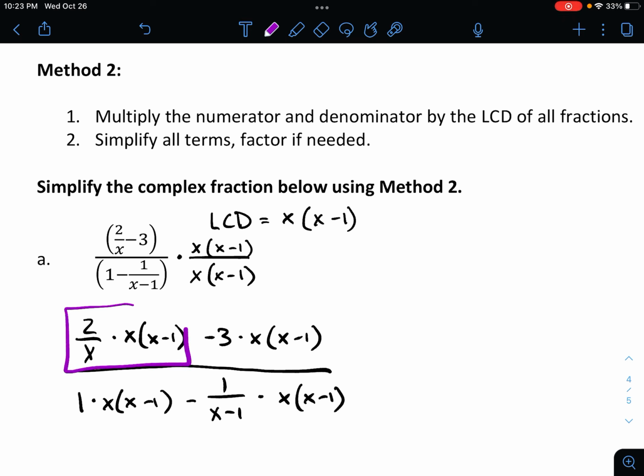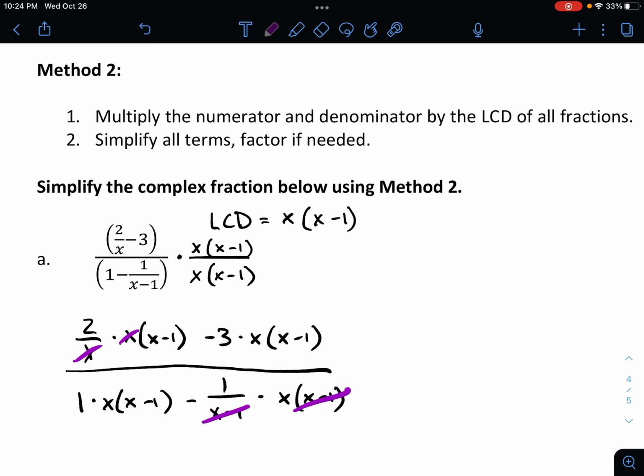I see in this first bit that we've got an x in the numerator and denominator. And then I see in this bit in the denominator that we have an x minus 1 and an x minus 1 top and bottom of those fractions. So those will cancel as well.